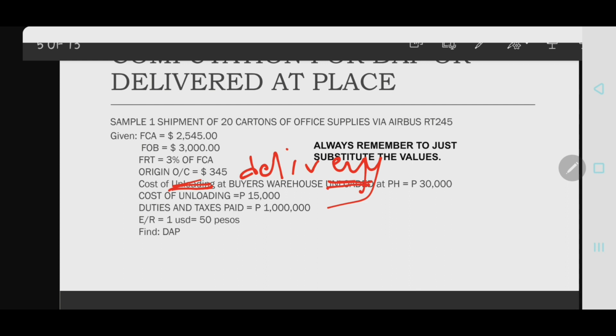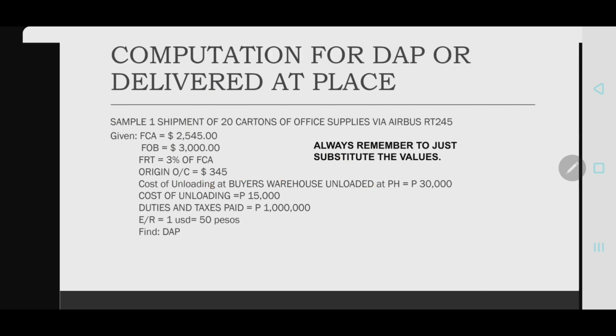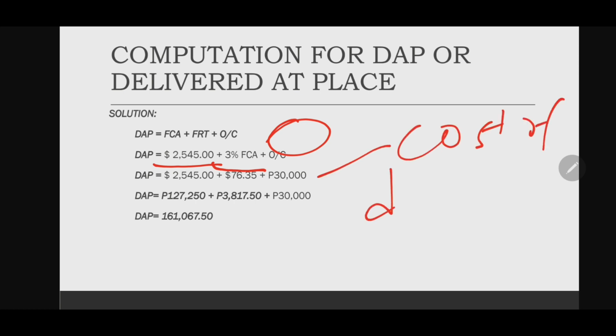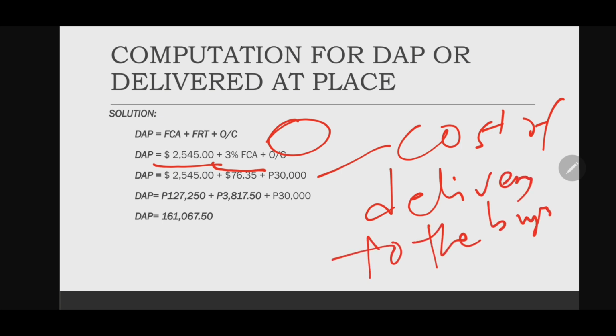By the way, guys, you need to remember that your D group should be in peso, so you need to convert the US dollars into Philippine pesos. So how are you going to compute for that? Your DAP is equal to FCA plus freight plus other charges. Your FCA is 2545, your freight is 3% of FCA, and your other charges should be just the cost of delivery to the buyer's warehouse. So you do not include the unloading.